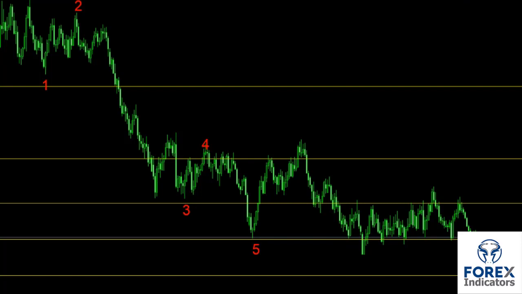Within wave 3 we have the 5 subwaves. This is wave 1. We have wave 2. And there you go. Here is wave 3. This is wave 4. And this is wave 5.